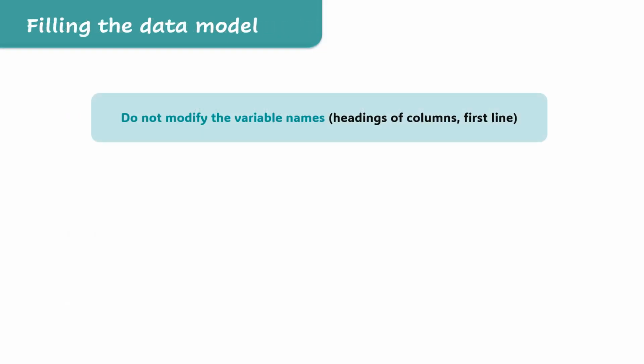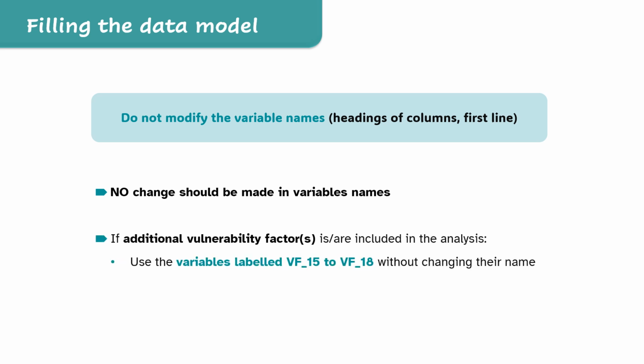When filling the data model template with your data, importantly, do not modify the headings of columns. In other words, no change should be made in variables' names. If additional country-specific vulnerability factors are considered in your PAMI analysis, fill the column labeled VF15 to VF18 without any modification to the heading of these columns.